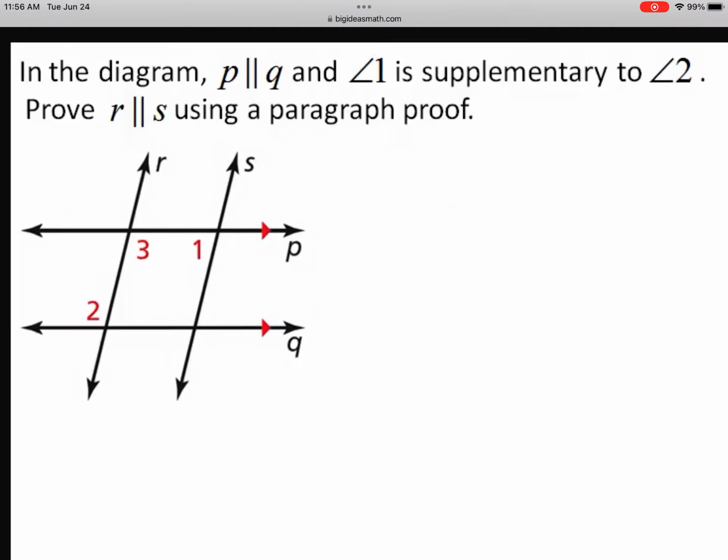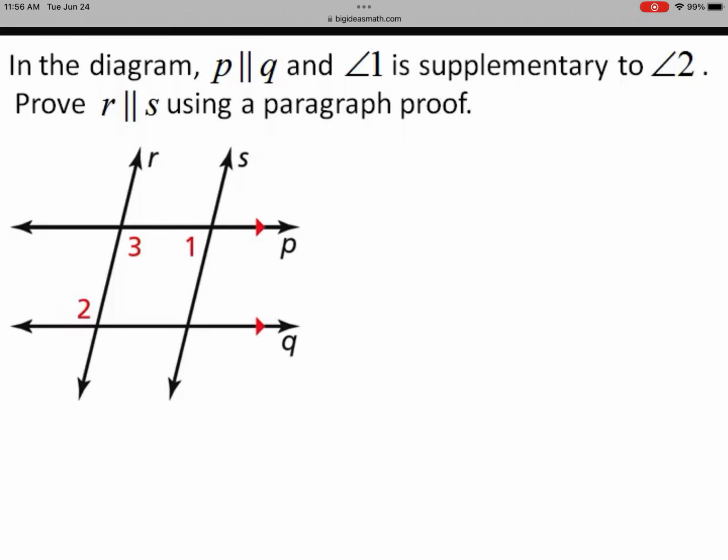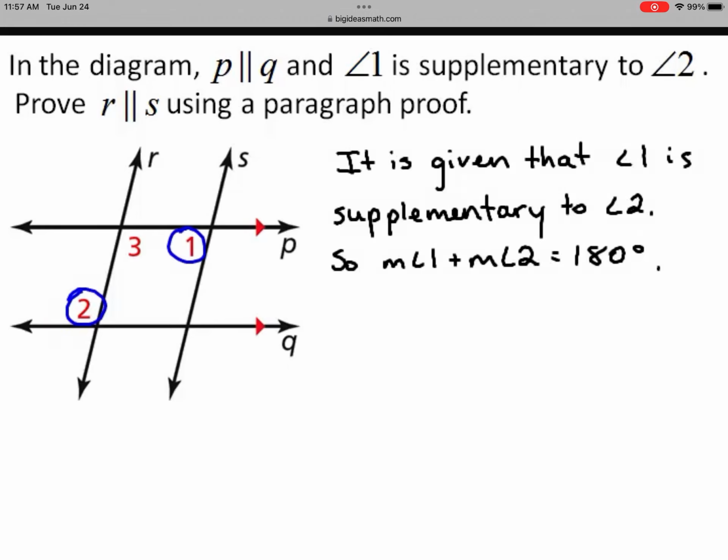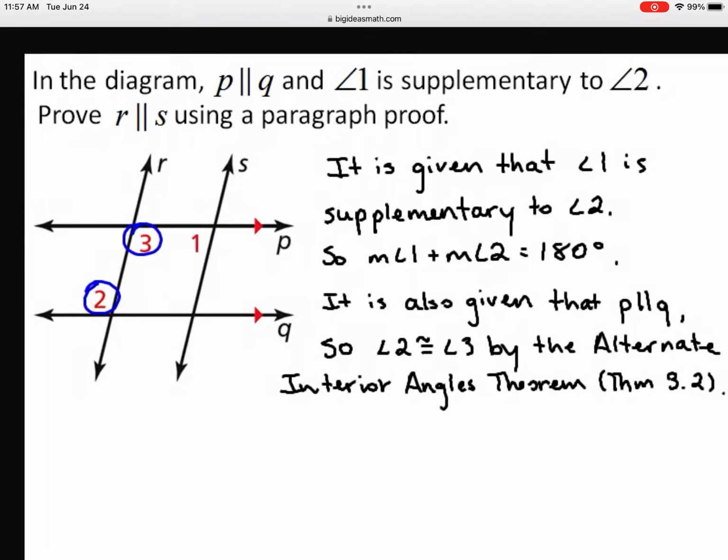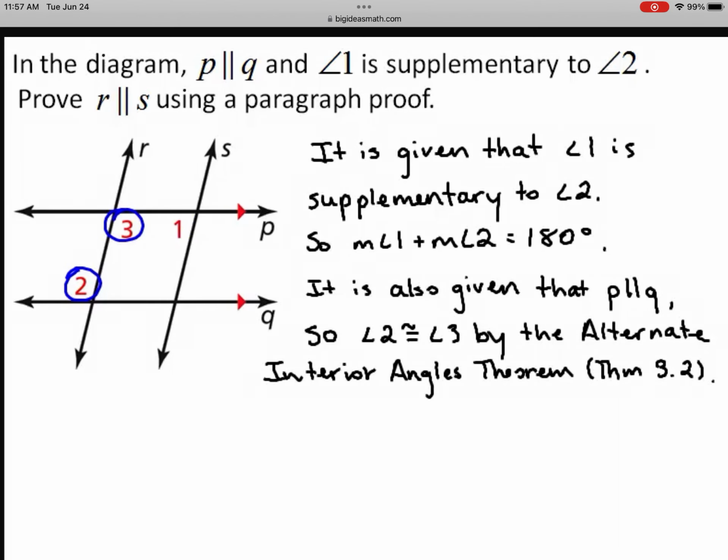In the diagram, line P is parallel to line Q, and angle 1 is supplementary to angle 2. Prove line R is parallel to line S using a paragraph proof. It is given that angle 1 is supplementary to angle 2. So the measure of angle 1 plus the measure of angle 2 equals 180 degrees by the definition of supplementary angles. It is also given that line P is parallel to line Q, so angle 2 is congruent to angle 3 by the alternate interior angles theorem.